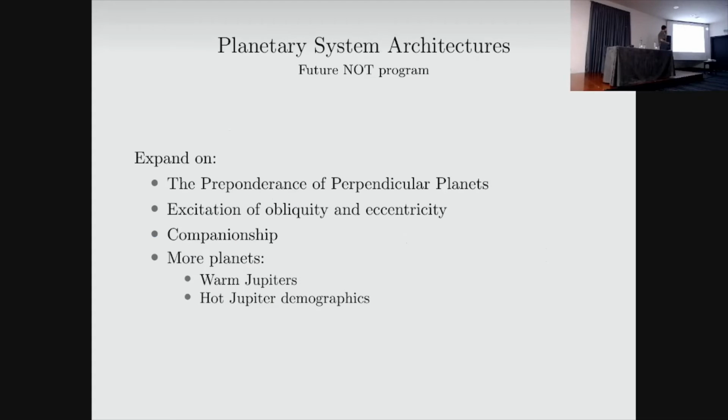Right, but moving on to the future, we just submitted a proposal last week where we want to expand on this preponderance of perpendicular planets, and we want to look more into this excitation of the obliquity and eccentricity. We want to look into companionship, how do those guys shape the orbits of the inner planets here, and then we want to just discover more planets. I mean, warm Jupiters, and study some hot Jupiter demographics. That's sort of the aim of our future NOT program here, if we are awarded some time.